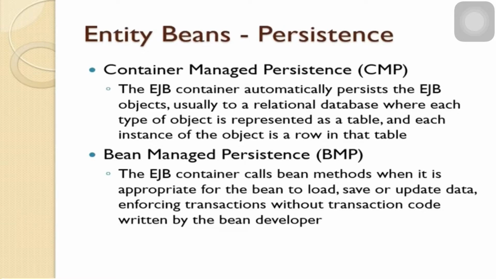Entity bean being the persistence, CMP. Container managed persistence. The EJB container automatically persists the EJB objects, usually to a relational database where each type of object is represented as a table and each instance of the object is a row in that table. So persistence means the container always keeps or maintains the instance of this entity bean until what?